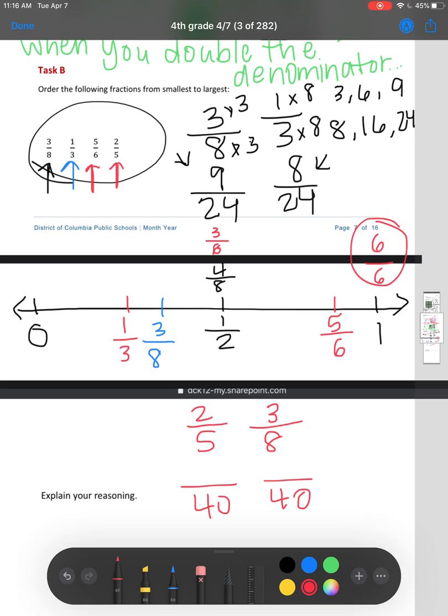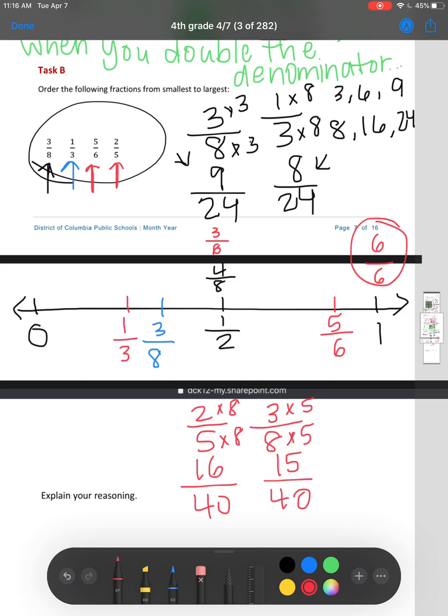Now, same thing. I'm going to say 5 times what gives me 40? 5 times 8. And whatever I do to the bottom, I'm going to do up top. So 2 times 8 is 16. And now I'm going to do the same thing with 3/8. So 8 times what gives me 40? 8 times 5. And whatever I do to the bottom, I'm going to do up top. So 3 times 5 is 15.